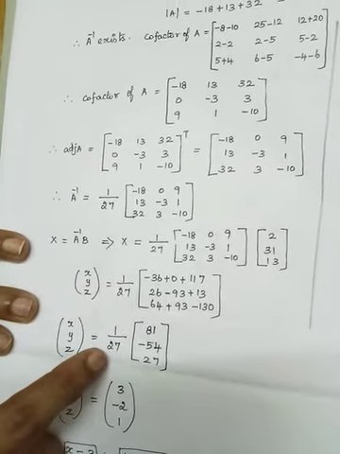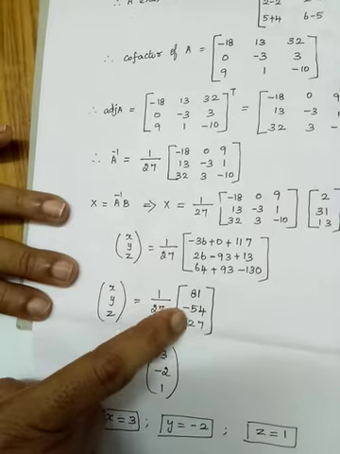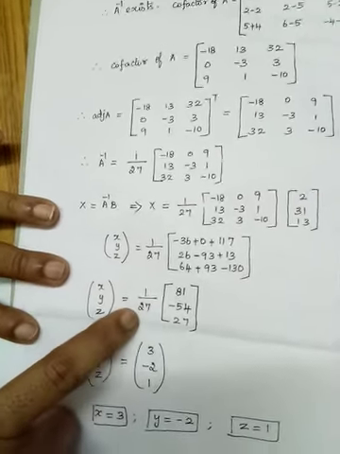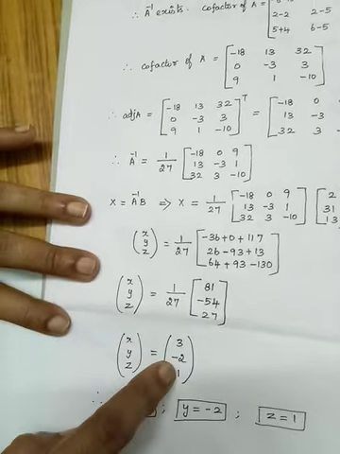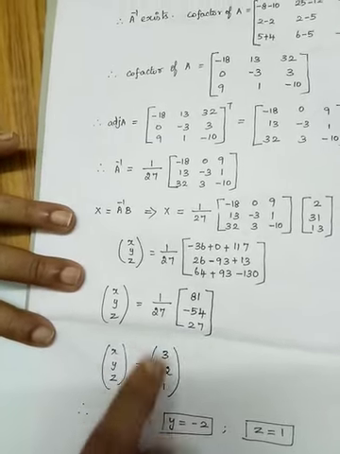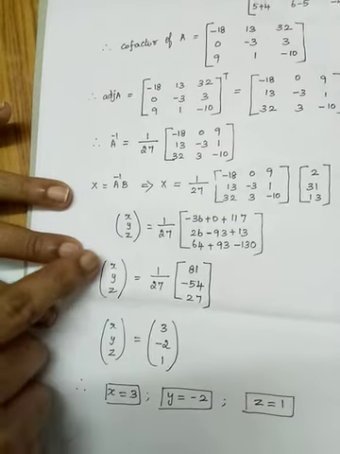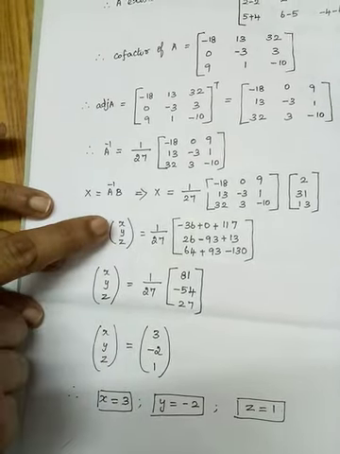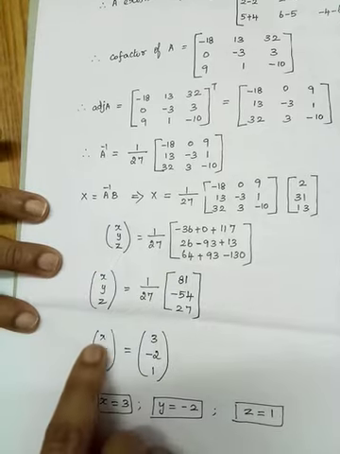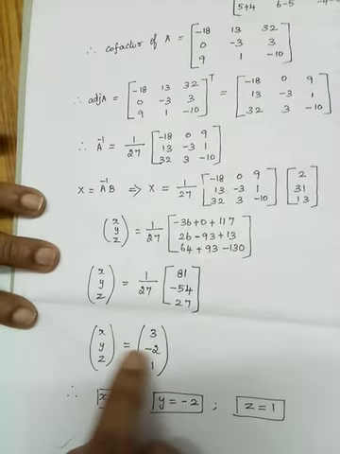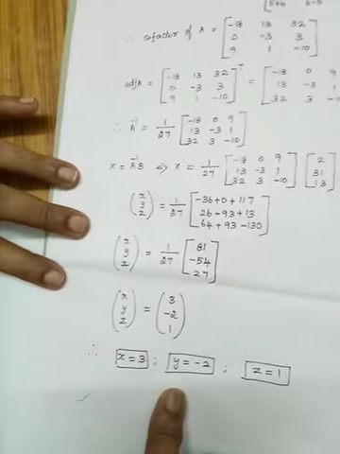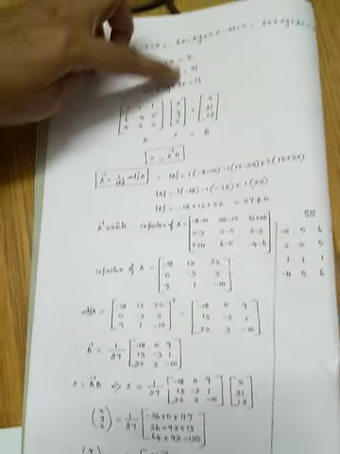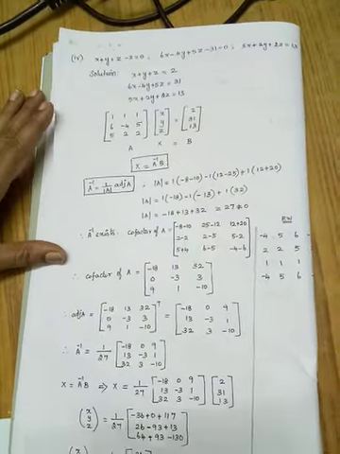Here the 1 by 27 has to be applied to the 3 elements. So 81 has to be divided by 27, the answer is 3. Minus 54 divided by 27 is minus 2. And 27 divided by 27 is 1. Here the X matrix is nothing but X, Y, Z. So the first number is X, the second number is Y and the third number is Z. This is the solution of the system of linear equations by matrix inversion method.